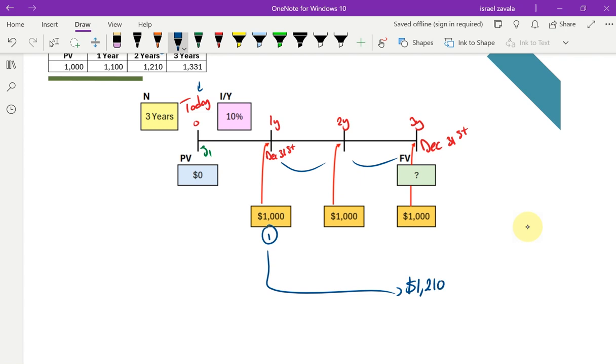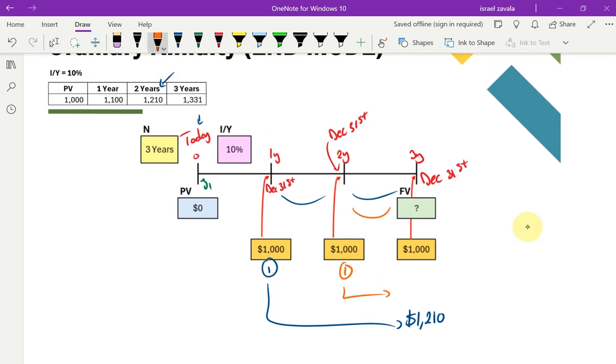1,210. Now, we wait a whole other year at the end of year 2, right? This is December 31st of the second year. And how many years does this compound? Well, this only compounds 1 year. So then that means that it turns into $1,100.